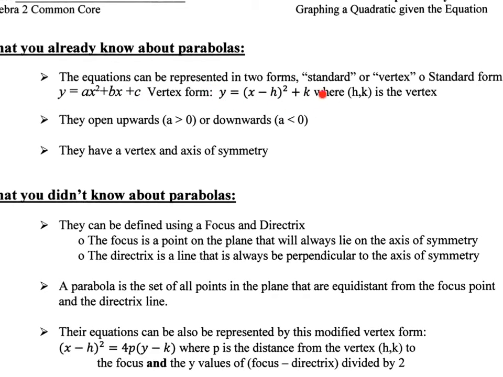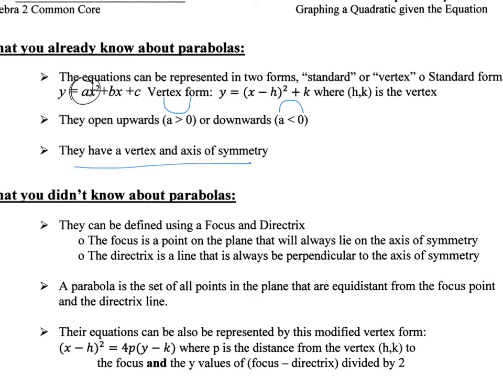This is a vertex form where h and k is the actual vertex. We're going to use something called the modified vertex form, and we are going to just really call that the vertex form. Okay, so we're not going to use this a lot, but maybe you might see it someplace else. All right, you also know that if a is greater than 0, this is your a, if you remember this from geometry, it opens up, makes a smiley face, it's happy. And if it's negative, it opens down.